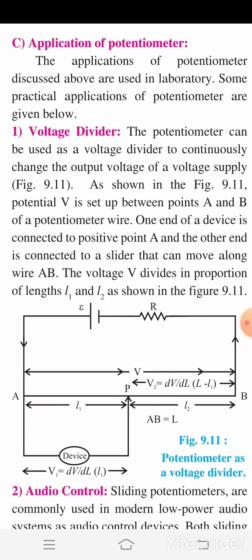in which some applications are used in the laboratory, that is, the potentiometer instrument is used to measure EMF of a cell. It is also used for comparison of EMF of two cells, and it is used to measure internal resistance of a cell. These applications of potentiometer are generally used in the laboratory, and some applications are used for practical purposes.